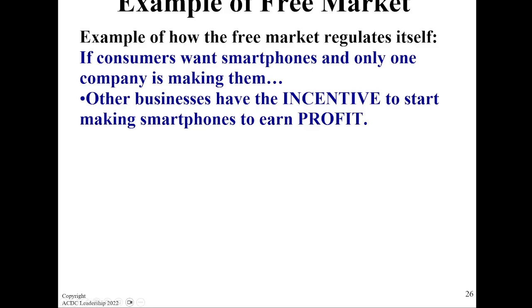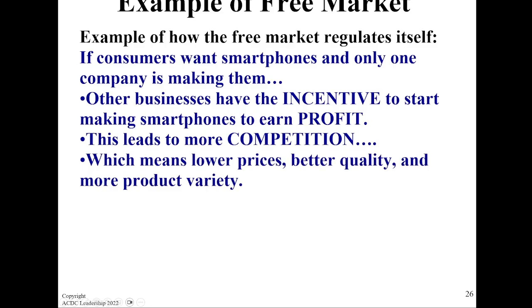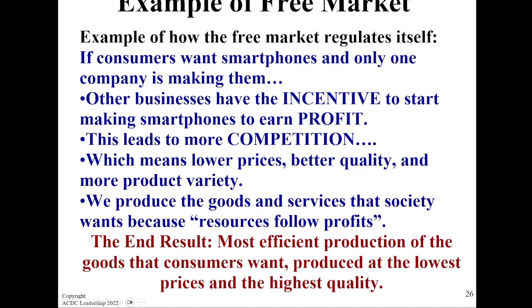If, for example, they're making something else, let's say tablets, and they see that Apple is doing so well selling phones, and they're the only ones selling it, they will want to start making smartphones so they can get a piece of that pie, some sweet, sweet profit. So this leads to more competition, which means lower prices, better quality, more product variety. These are the three things. So, the most efficient production of the goods that consumers want, produced at the lowest prices and highest quality.